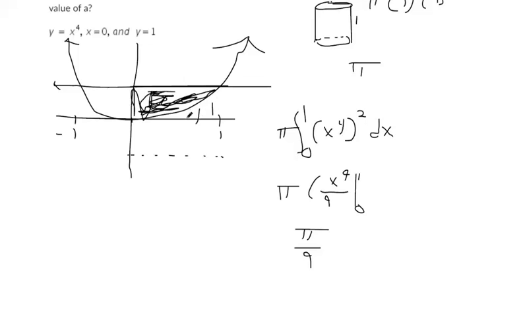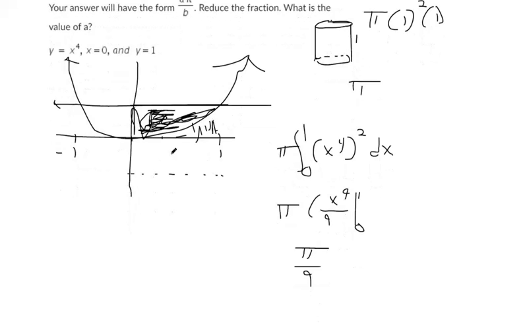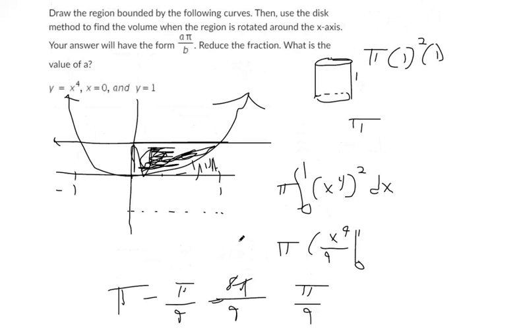So that's this volume. So we want to subtract the volume of this region revolved around the x-axis from the entire region. That leaves us with this region in here. So we've got pi for our entire region, subtract pi over 9, and so we should get 8 pi over 9. And so that means A in this form would be 8.